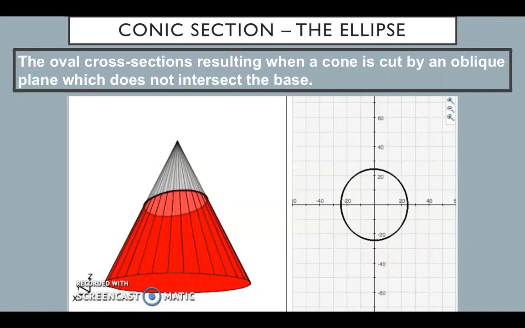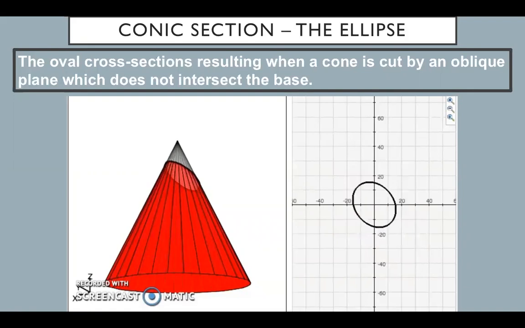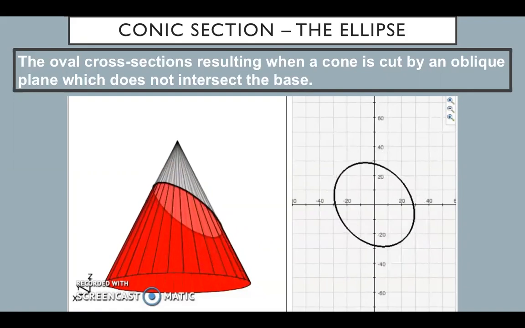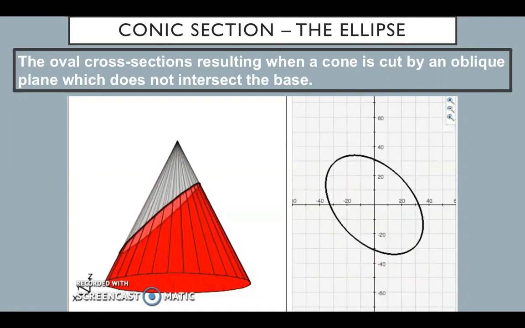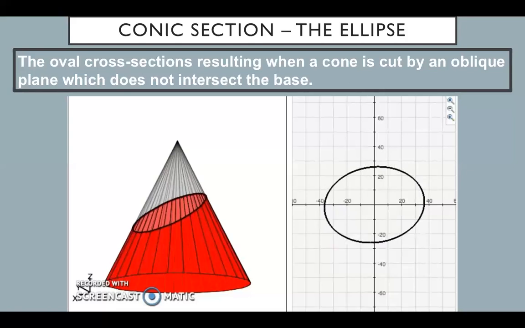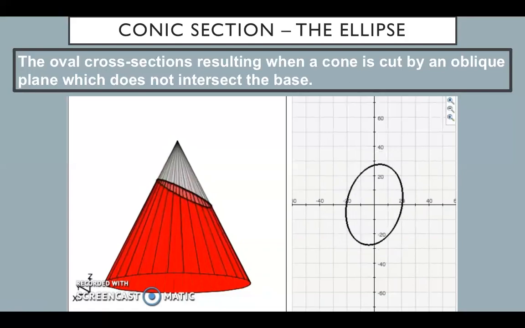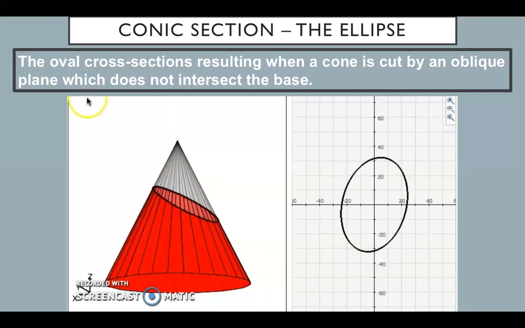Now, you'll see here that we're starting to move away from the cross sections parallel to the base. Now we're looking at cross sections that are oblique or on a slant. And you no longer have a circle, now you have an oval shape, which is the ellipse. So this is the new conic section that we're looking at, an ellipse, which is an oval-like shape gotten by slicing a cone at an angle.